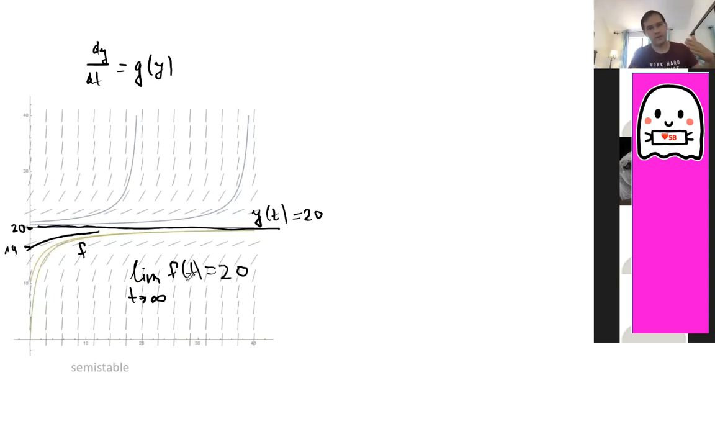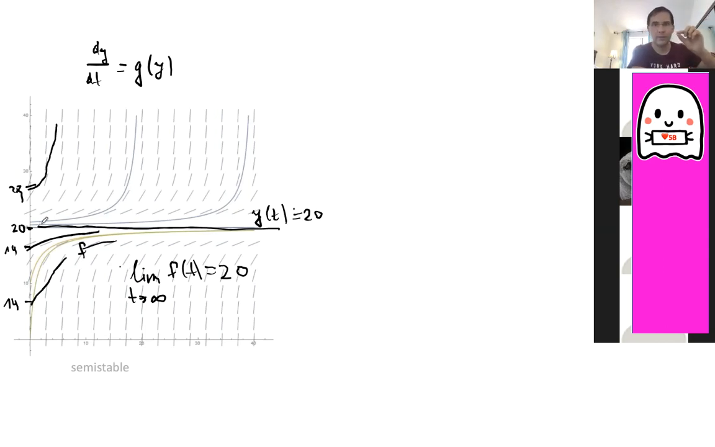Okay, but then what's happening is, maybe this is 19 and maybe that was 14. Take another function, maybe this is function g. You will see that the limit is also equal to 20. And that's fine, but if you take any number, like for example 21, and look at this function, what's happening, the function really goes away from this equilibrium solution very, very fast.